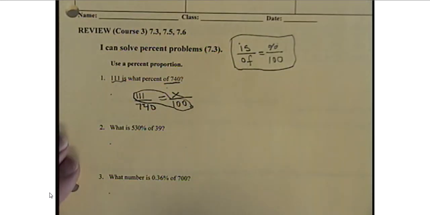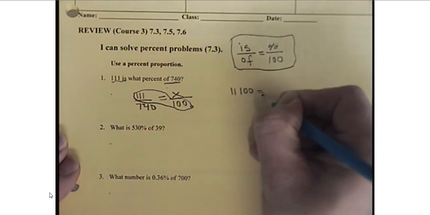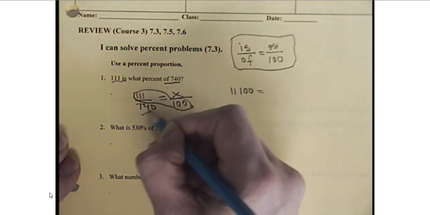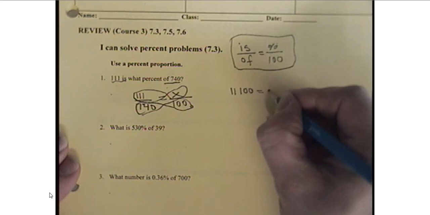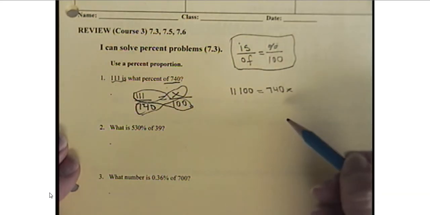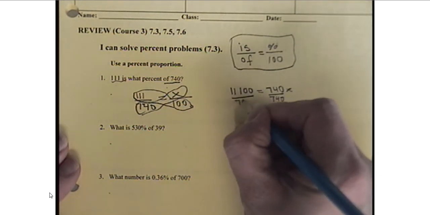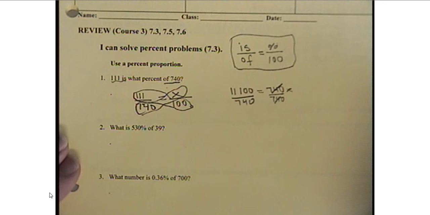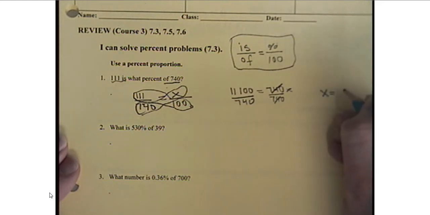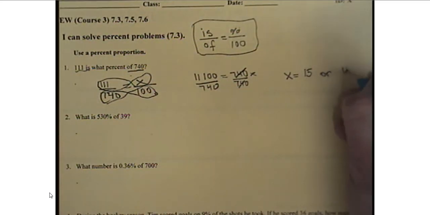So 111 times 100 will be 11,100 equals 740 times x, which is 740x. Okay, so we need to solve this problem for x. My next step will be to divide by 740. 740 cancel, so x will be equal to 15. Or, in other words, because we're looking for a percentage, this will be 15%, the final answer of this example.